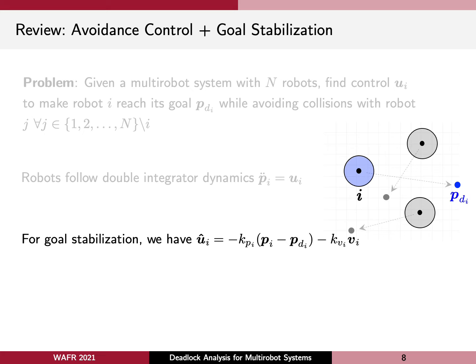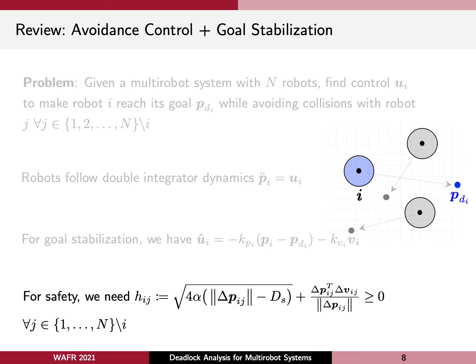Now, we know from linear systems theory that this control by itself guarantees exponential stabilization of each robot to its goal, but it does not guarantee that the resulting motions of the robots will be collision-free. So how do we pose that requirement?